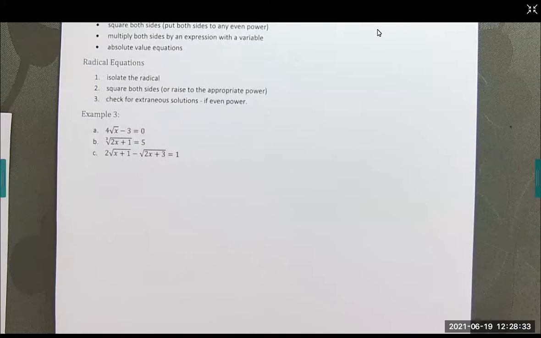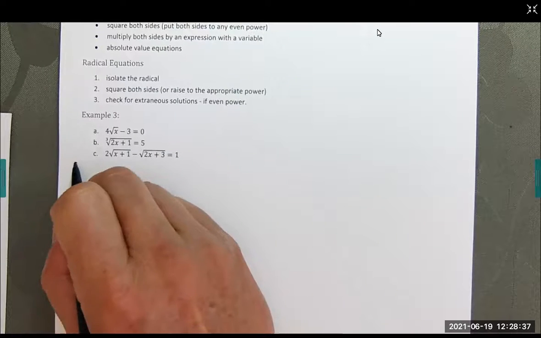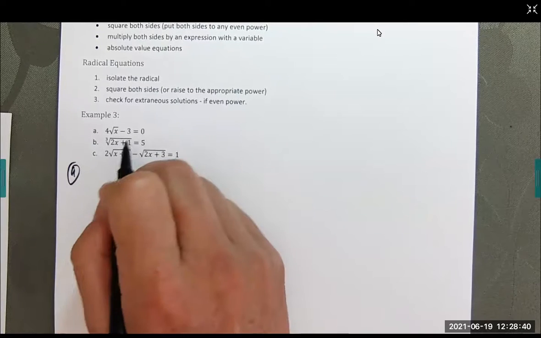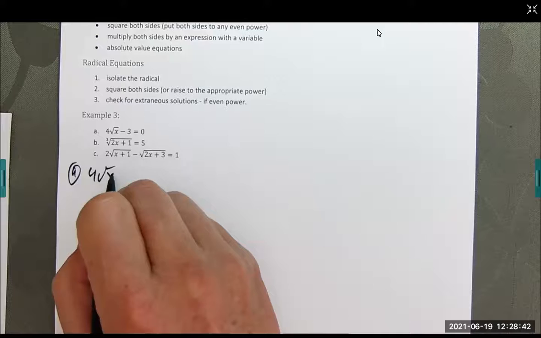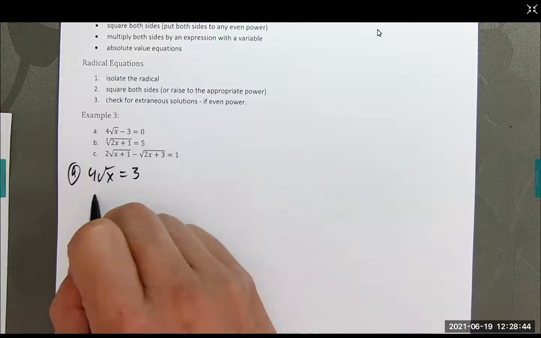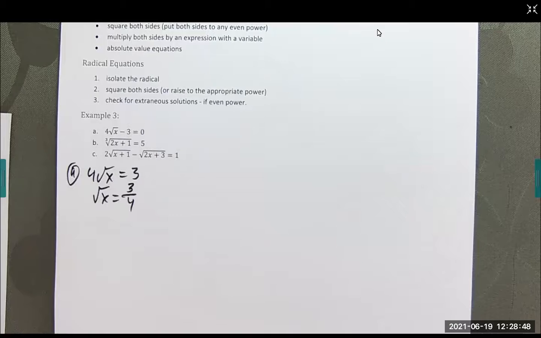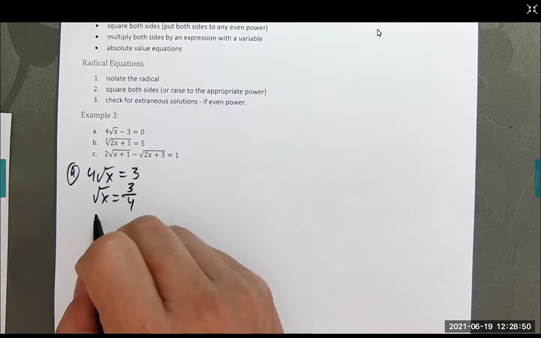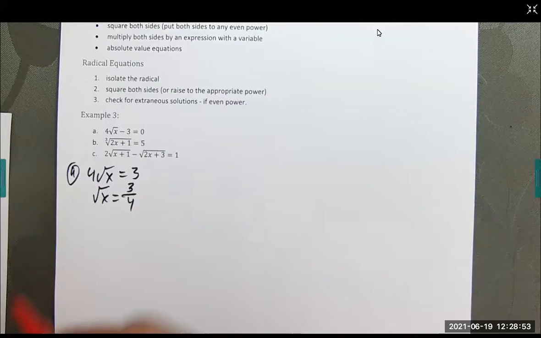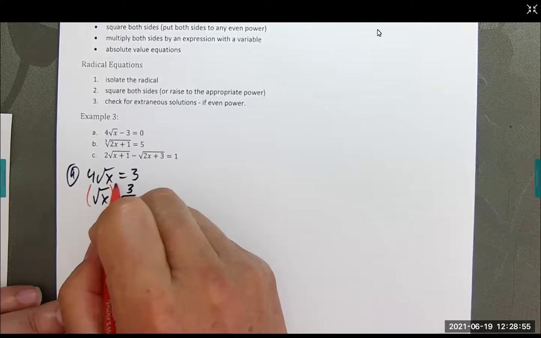So since I need this space for part C for sure, let's start with A. So I'm going to add the 3 to the other side. Divide by 4. And now I'm going to square both sides. So we'll raise both sides to the 2nd power.